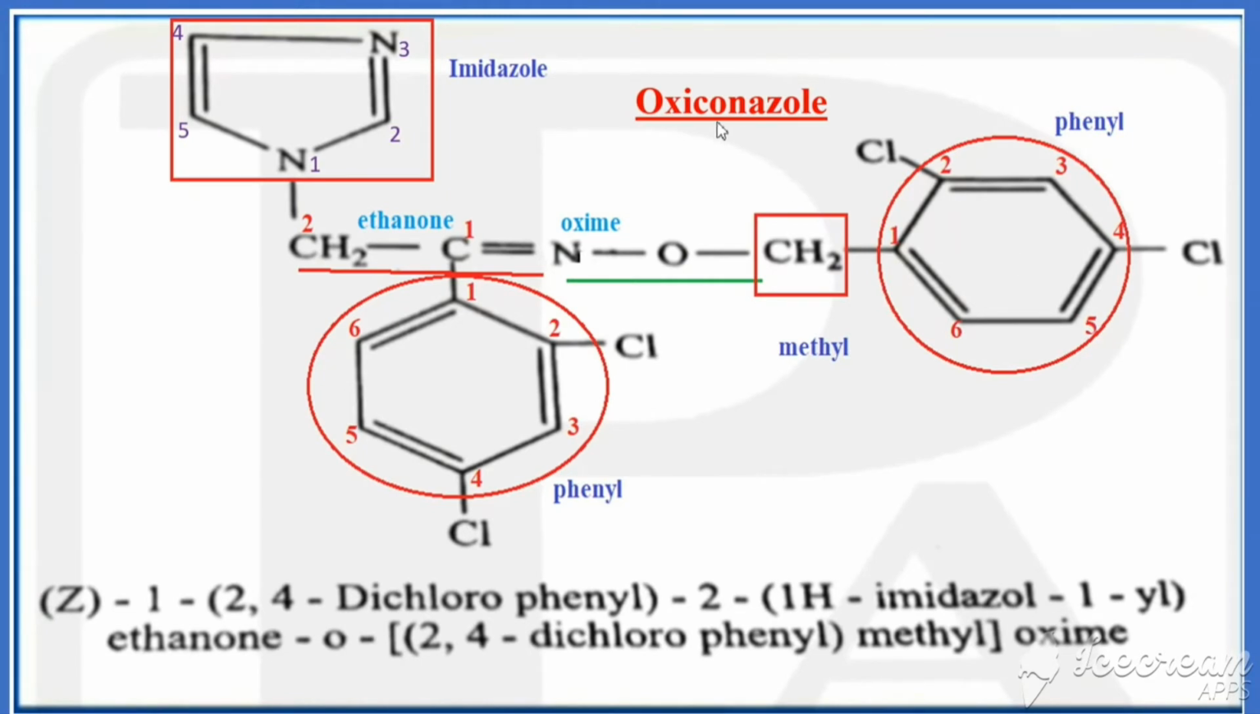Now we'll see the next one, that is called oxiconazole. Oxi is indicating presence of oxime. What is meant by oxime? Double bond NOH is called oxime. Here H is replaced by dichlorobenzyl. That's why it is an oxime derivative, that's why oxiconazole. So here it is also having imidazole.